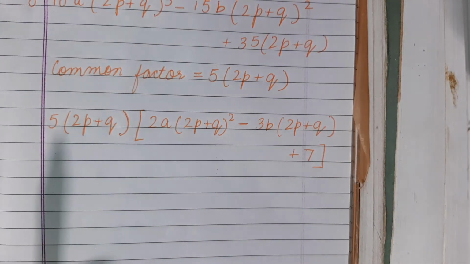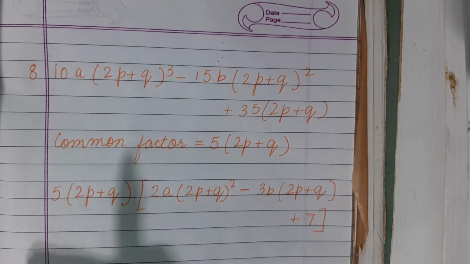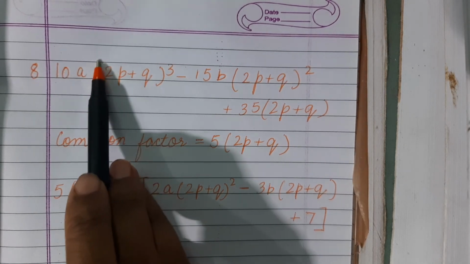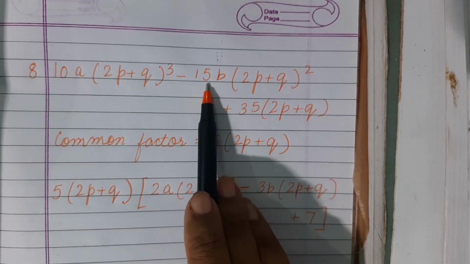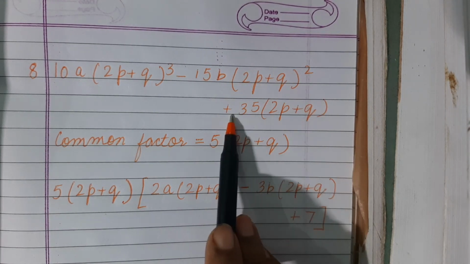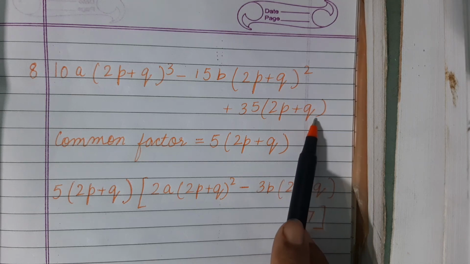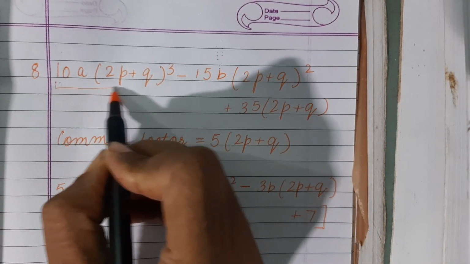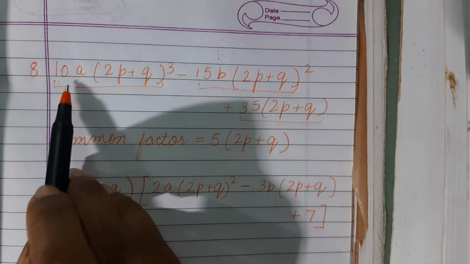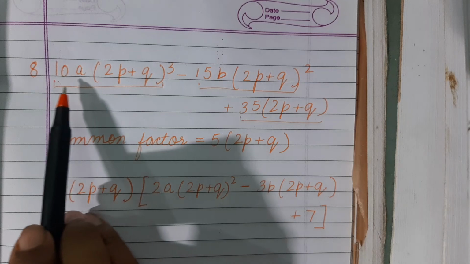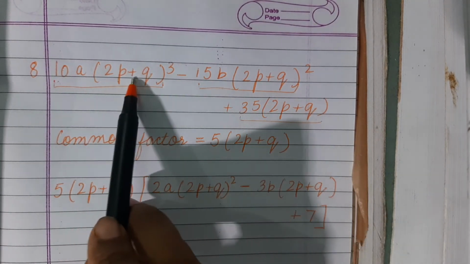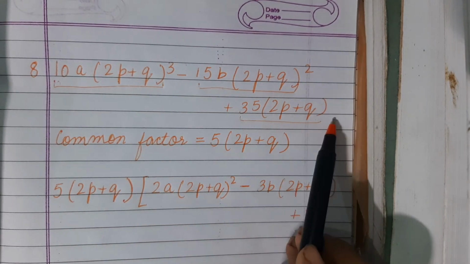Now next question. Next question is 8th. 10a in bracket 2p plus q whole cube minus 15b in bracket 2p plus q whole square plus 35 in bracket 2p plus q. This is one term, this is the other term, and this is the third term. In all the terms you can see that 2p plus q is common everywhere. Here also 1 is there, here also 1 is there, here also 1 is there.